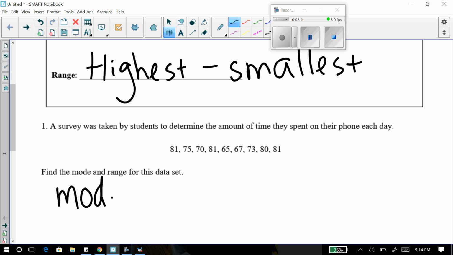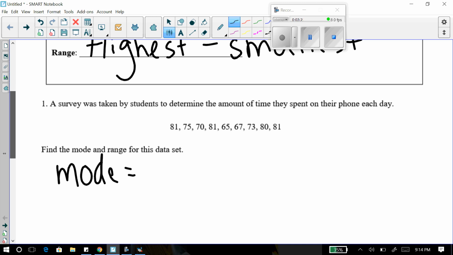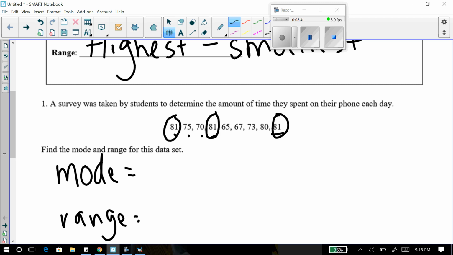All right, so my mode is the number that occurs the most. So I look at my data and I say, okay, what number here do I see the most of? I have an 81, 75, 70. Ooh, another 81, 65, 67, 73, 80. Oh, another 81. I have 3 81s in this list. I don't even see any of the other numbers repeating. So the mode here, the one that occurs the most, is 81.